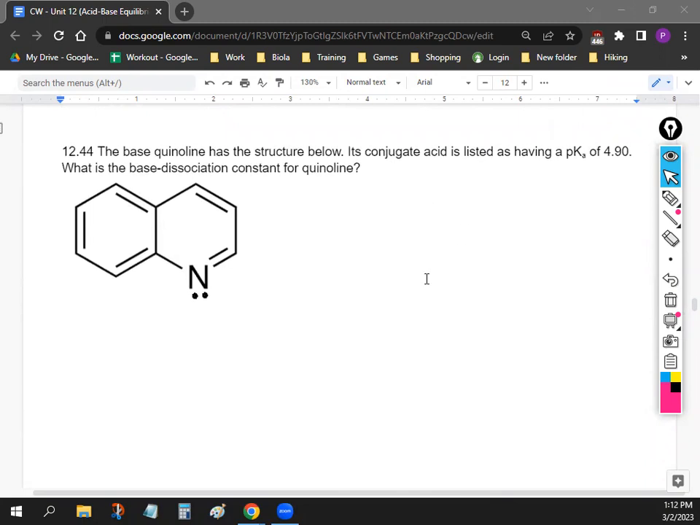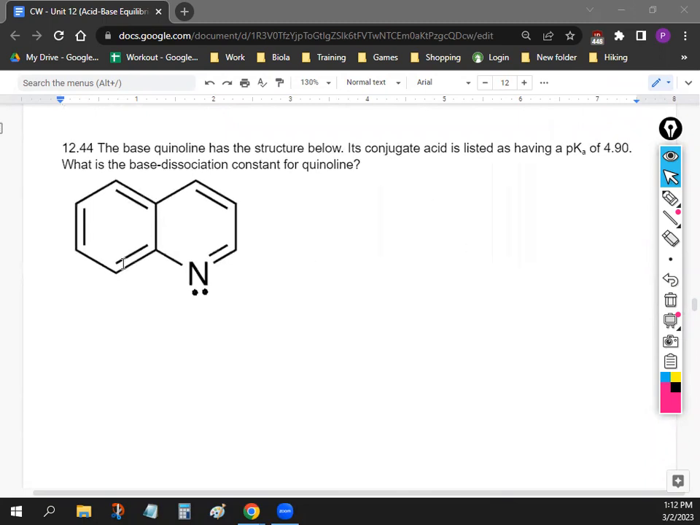Okay, let's do this one. I'm gonna give you guys about 3 minutes. You can try this with the person next to you. Here we have the base quinoline, and it has a structure just for you guys to look at. The conjugate acid has a pKa of 4.9. I want you guys to find the base dissociation constant. That's Kb.